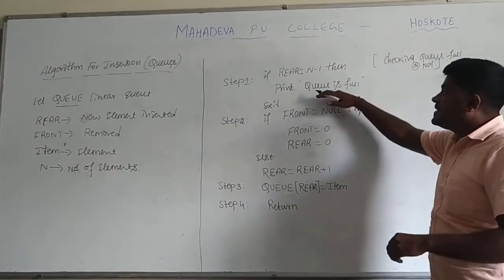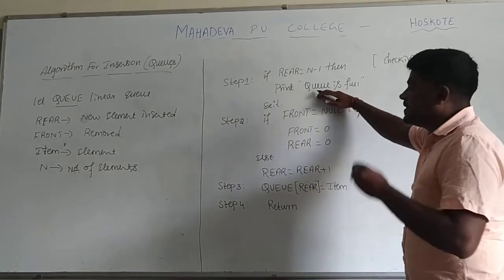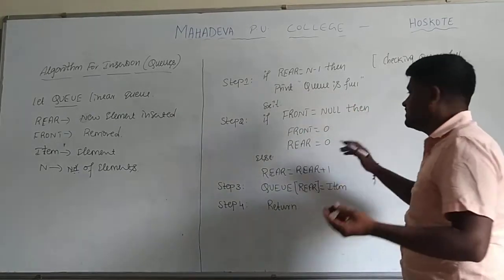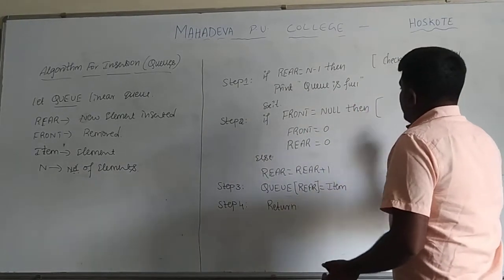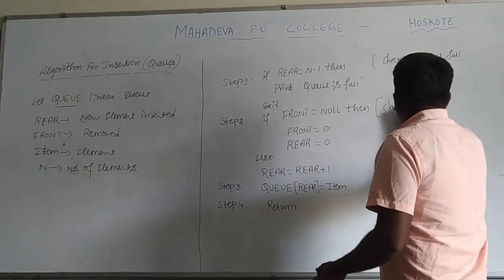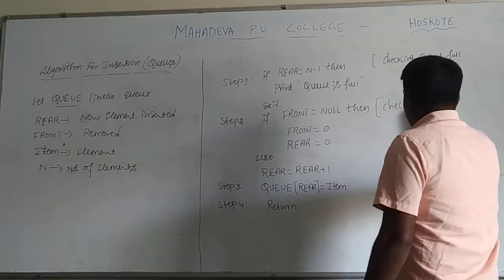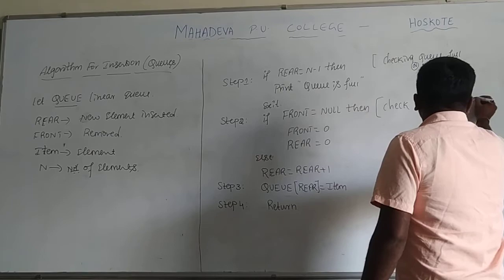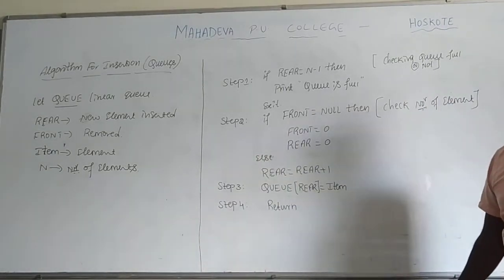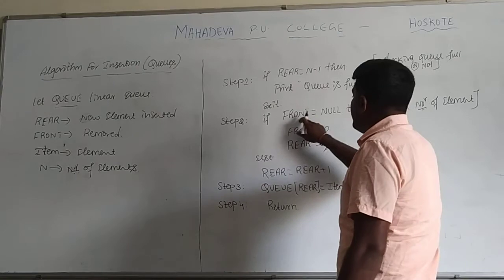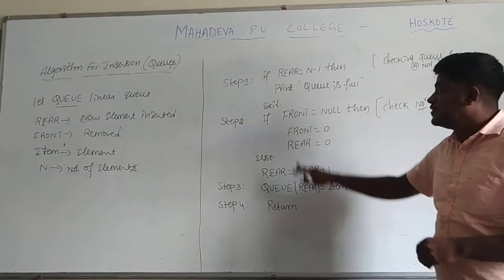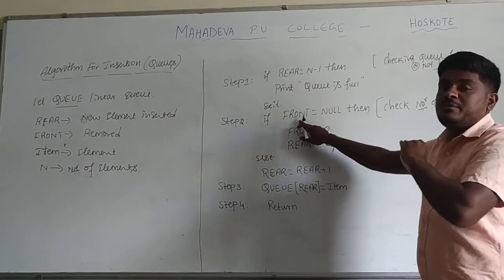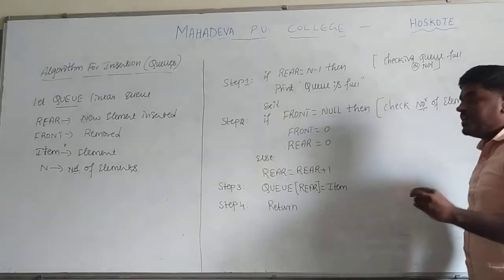In case this condition is false, then we need to check how many elements are there in the queue. Next, it will check the number of elements present in the queue. If front is equal to null. Why do we use front here? Whenever we insert an element using the rear end, where will that element be located? In the first position of the queue.